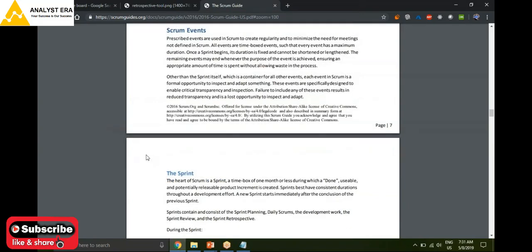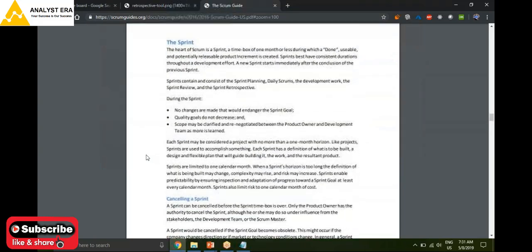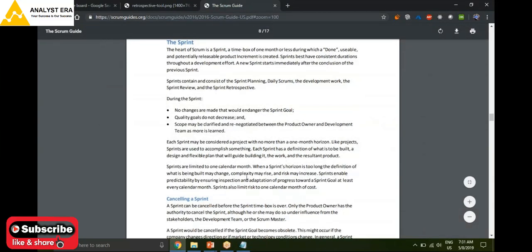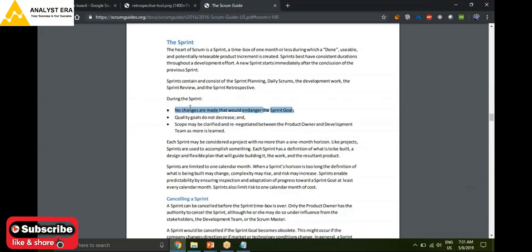So, Scrum events, we can just take that, and sprint. There are a few things which you need to take care of whenever you are running a sprint. No changes are made that would endanger the sprint goal. So there is a sprint goal. What is the sprint goal?